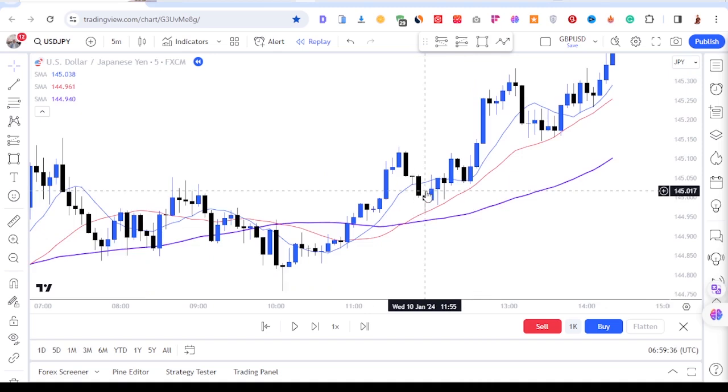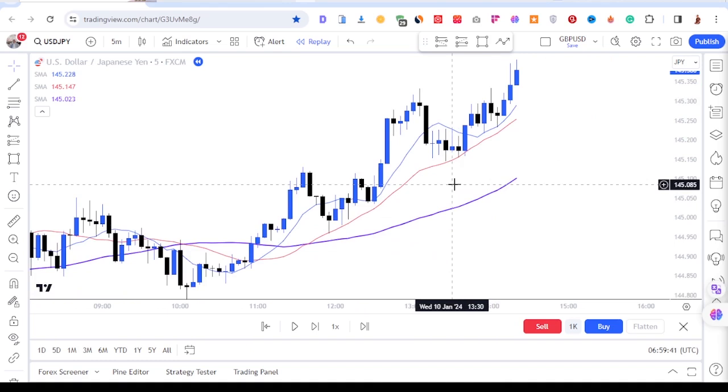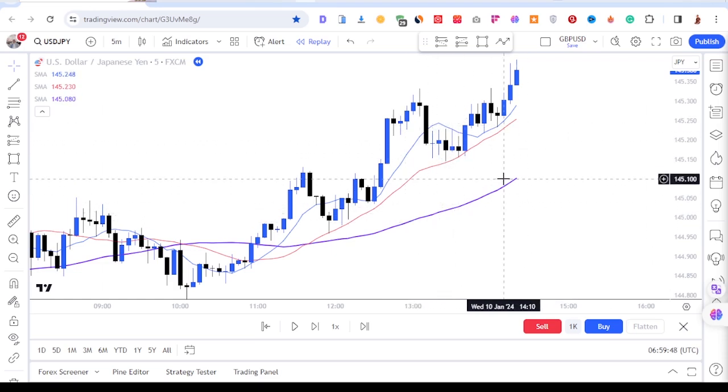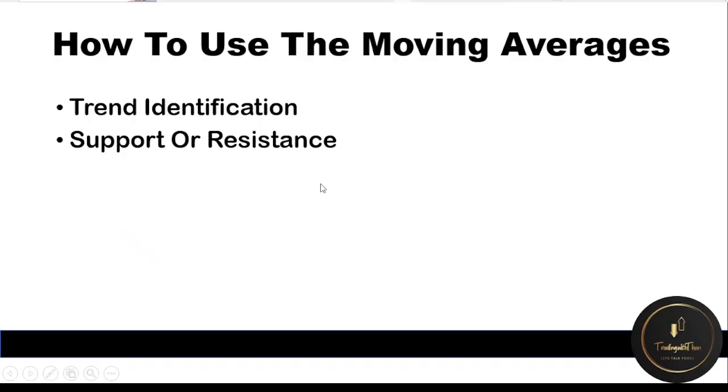If you look at this chart, when these three moving averages are moving in the same direction in their order, with the smallest on top, followed by the next one, and then the third, the bigger moving average, being away, this is when you know that this market is in a clear uptrend. The next way you can use the moving average is as support or resistance. Yes, the moving average can also act as support and resistance. Sometimes when the market makes a pullback, the pullback might go into one of these moving averages.